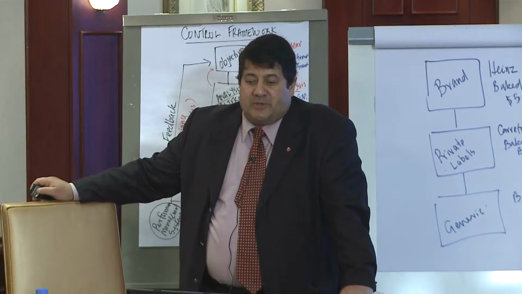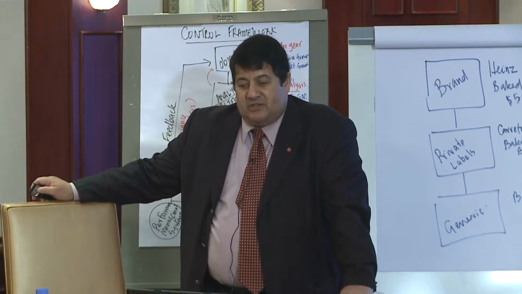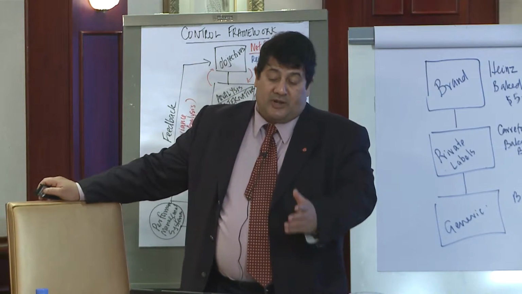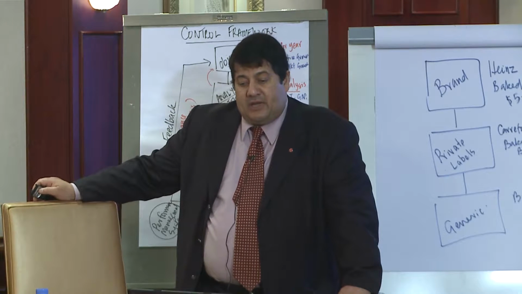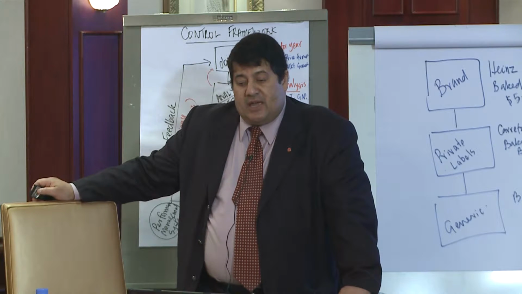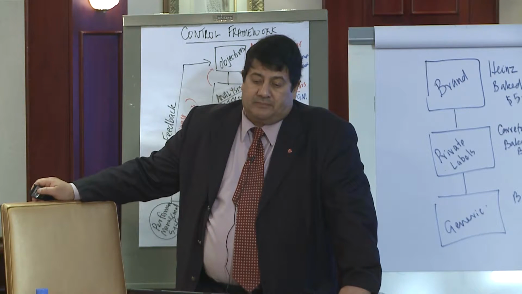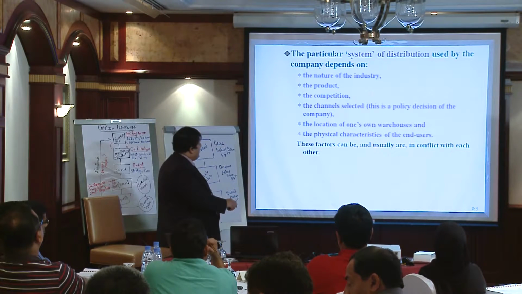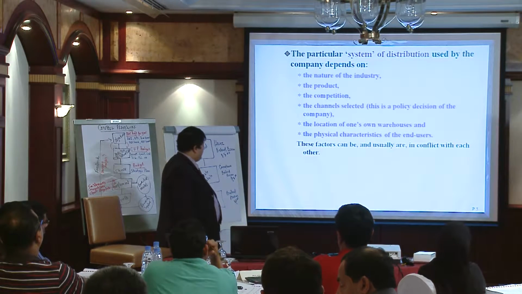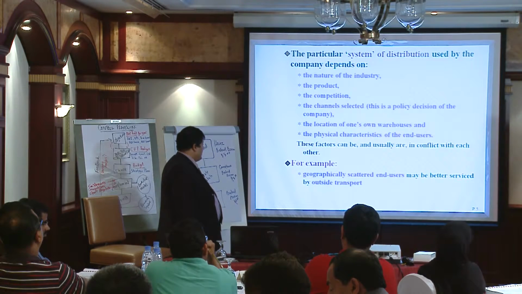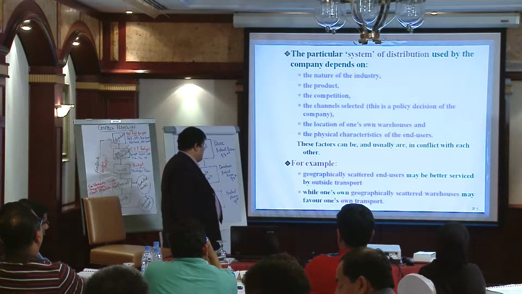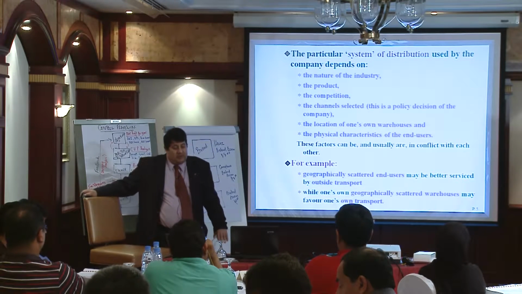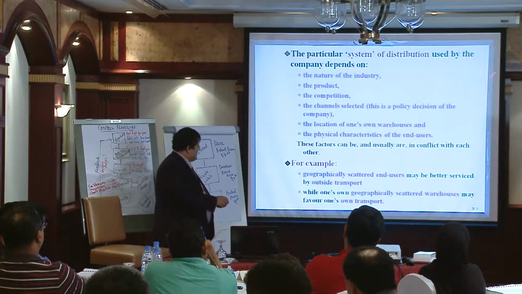The particular system of distribution used by the company depends on the nature of the industry, the product, the competition, the channels selected, how many people are going to handle your product, the policy decision of the company, location of one's own warehouses, and the physical characteristics of the end user. Some of these factors can be, and usually are, in conflict with each other. For example, geographically scattered end users may be better serviced by outside transport, while one's own geographically scattered warehouses may favor one's own transport. So let's look at one interesting example about the physical characteristics of the end user.